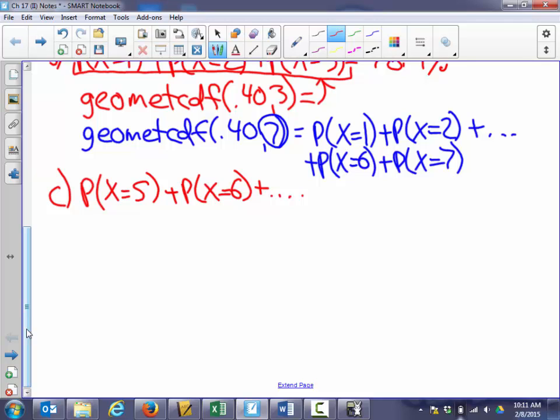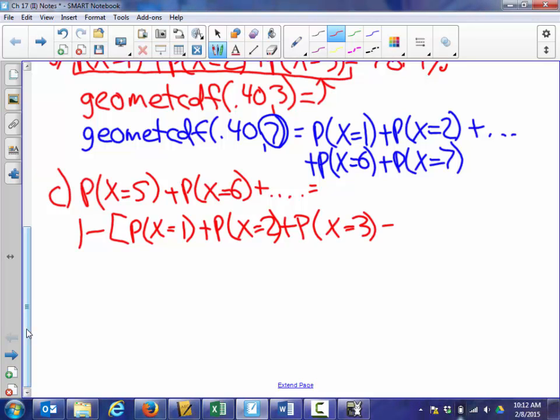Well, why don't we use the idea of a complement? What's the opposite of a first success occurring on the fifth, sixth, seventh, etc., up to the infinite trial? Well, that would be equal to 1 minus the probability that it occur on your first trial plus your second. What's going on with my writing today? Plus your third plus your fourth. Okay? That becomes a simpler problem to solve rather than trying to find an infinite number of disjoint probabilities. Let's just work with the 4 probabilities that we clearly are not talking about.